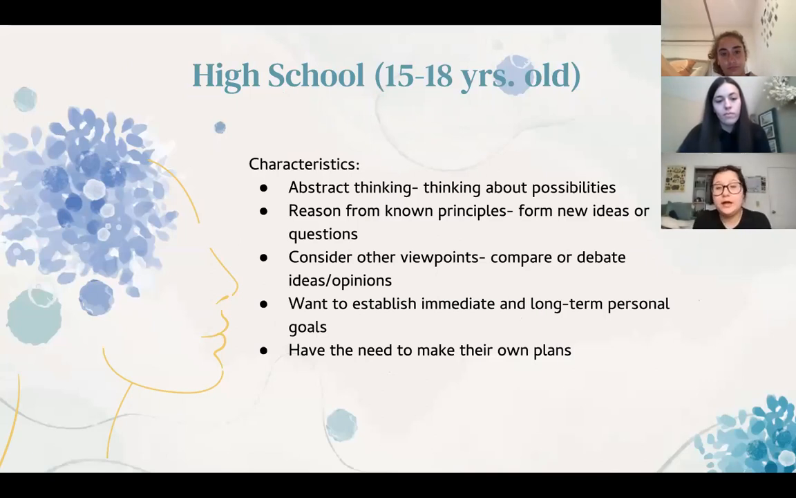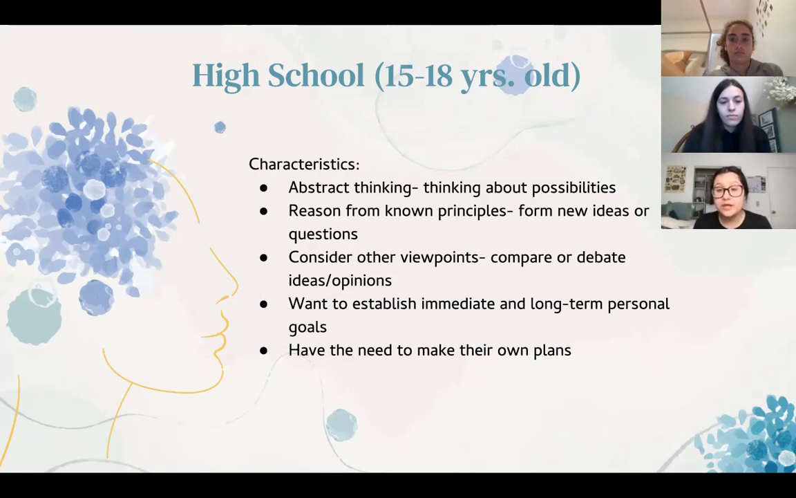All right, for high school students ranging in ages from 15 to 18, we have a few characteristics. They begin with abstract thinking, so they think about possibilities and endless possibilities. They reason from their known principles, as in what they know already, and begin to form new ideas or questions. They consider other viewpoints, where they compare or debate ideas or other people's opinions. They want to establish immediate and long term personal goals, and they have the need to make their own plans.